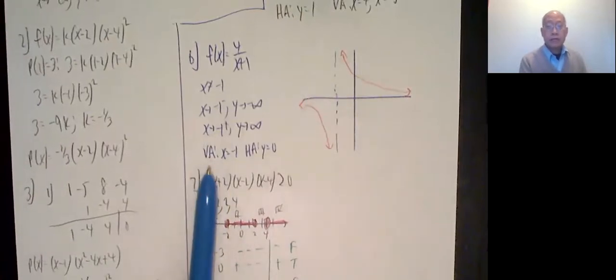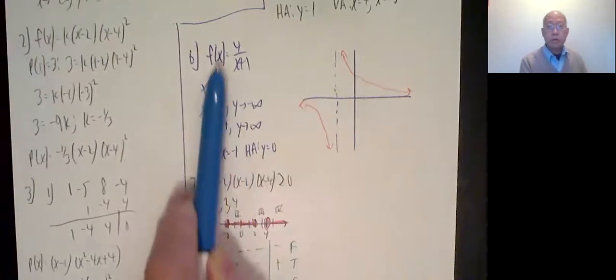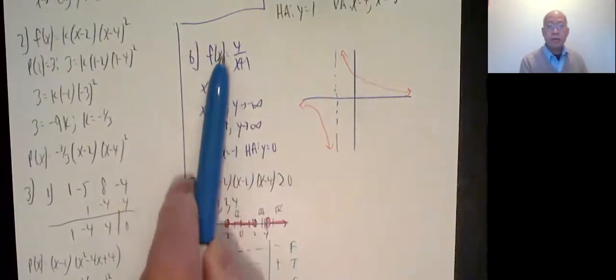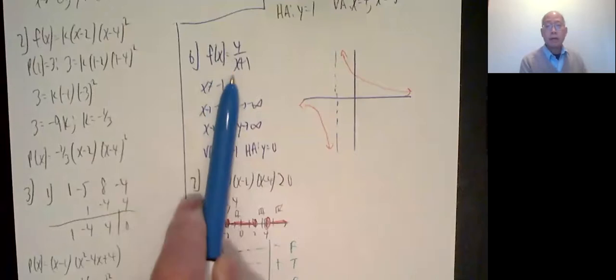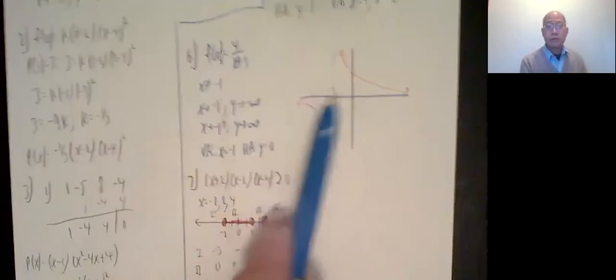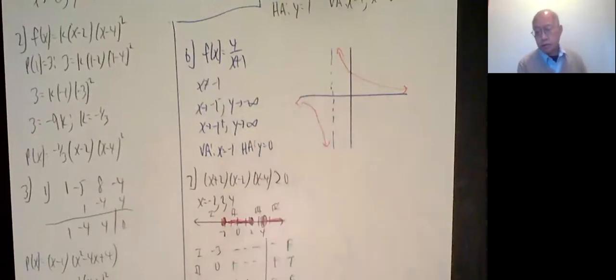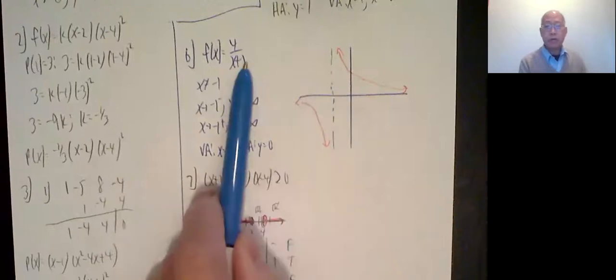Okay, vertical asymptote is x equals -1. Horizontal asymptote: the bottom is degree 1, the top is degree 0. The bottom is going to win. For x super big, positive or negative, the function approaches 0. So it looks something like this. This happens to be (0, 4). You can get that by plugging in 0.